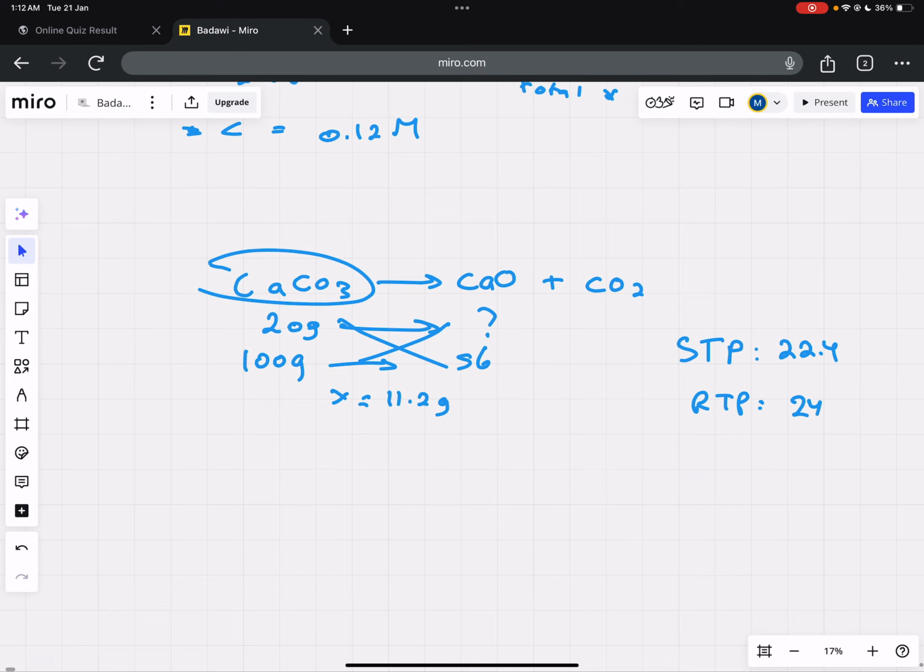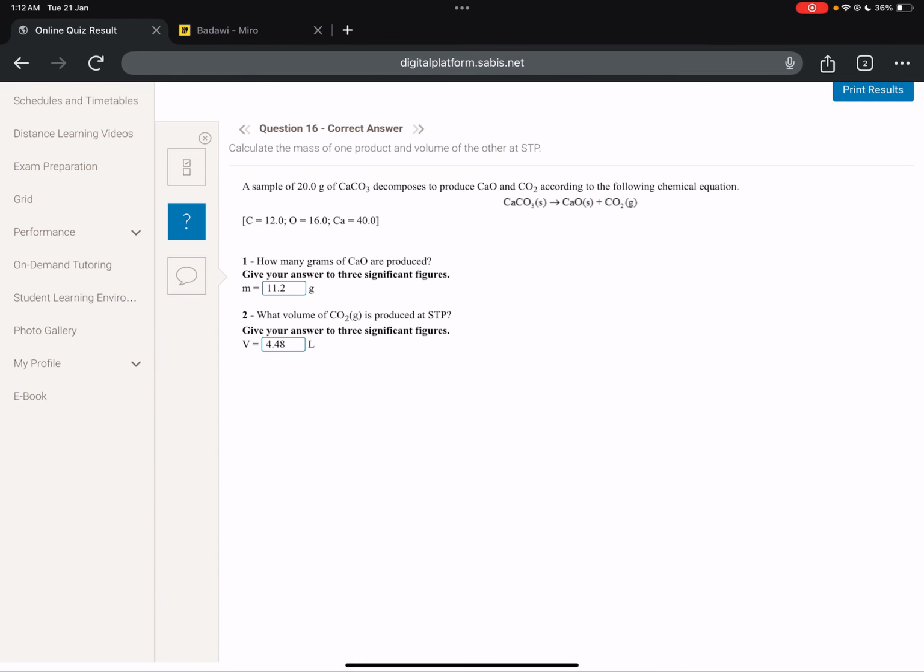Again, very straightforward. I'm going to use 100 grams. Okay, this is just the molar mass of CaCO3, calcium carbonate. Gives me the volume will be 22.4 because it's at STP. Now, 20 grams, how much will the volume be? Cross multiply again, I will get 4.48.